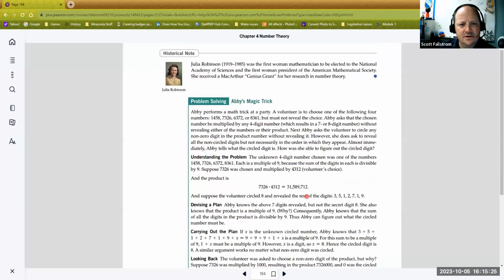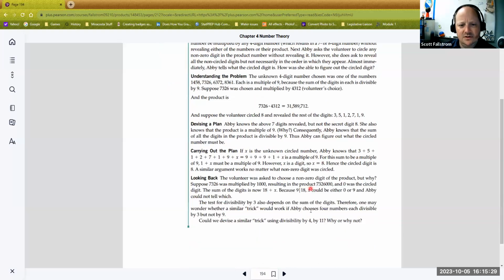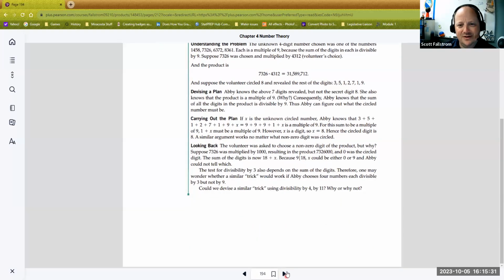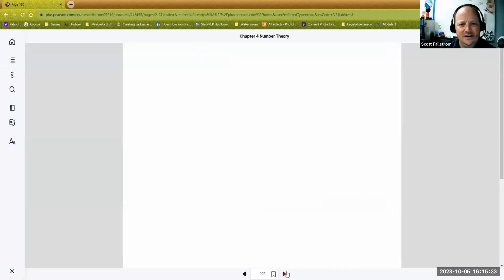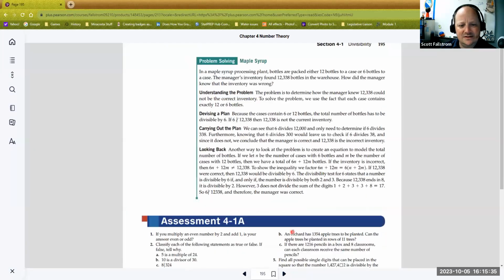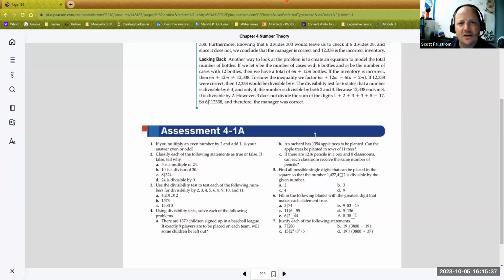Let's see here. Oh, here's Abby's magic trick. All right, I'll let you go through and figure that little trick out. I think that's the end. We're into the homework. Sorry for the two-parter on this, but I do think it's an important one, so I want to make sure I didn't leave you hanging. All right, hope that helps. Off you go.